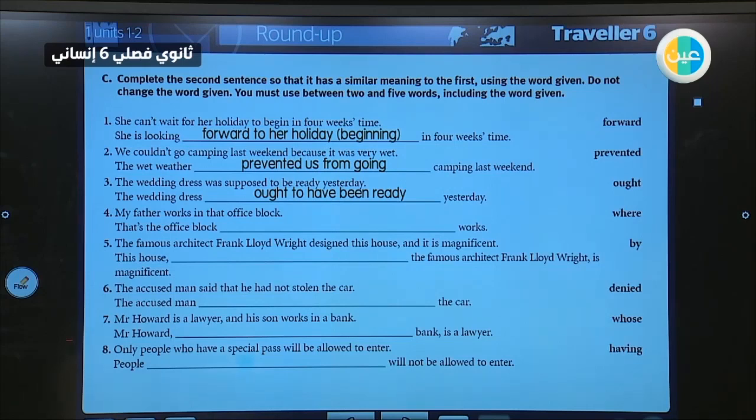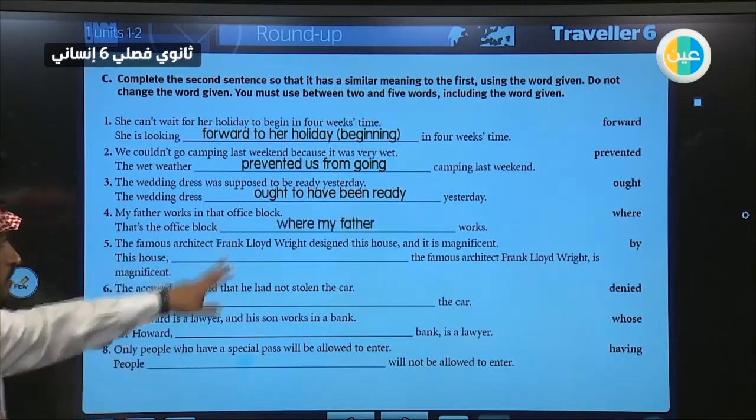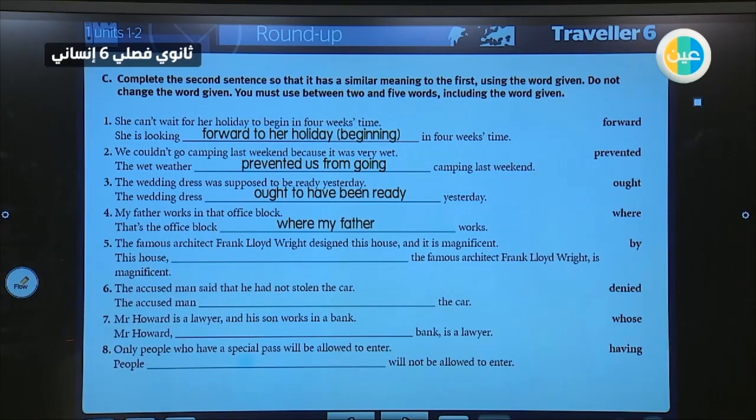We have to use the word where. So the answer is that's the office block where my father works. Number 5, the famous architect Frank Lloyd Wright designed this house and it's magnificent. This house, the famous architect Frank Lloyd Wright, is magnificent. Okay, the word we ought to use here is the word by.